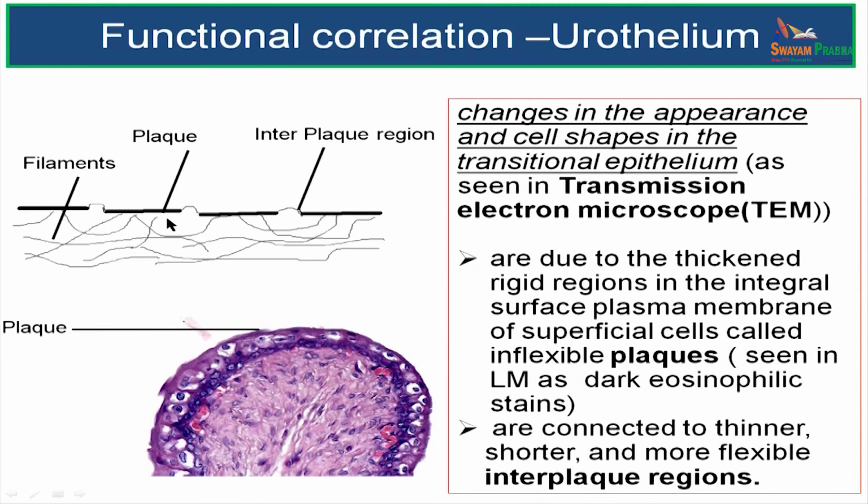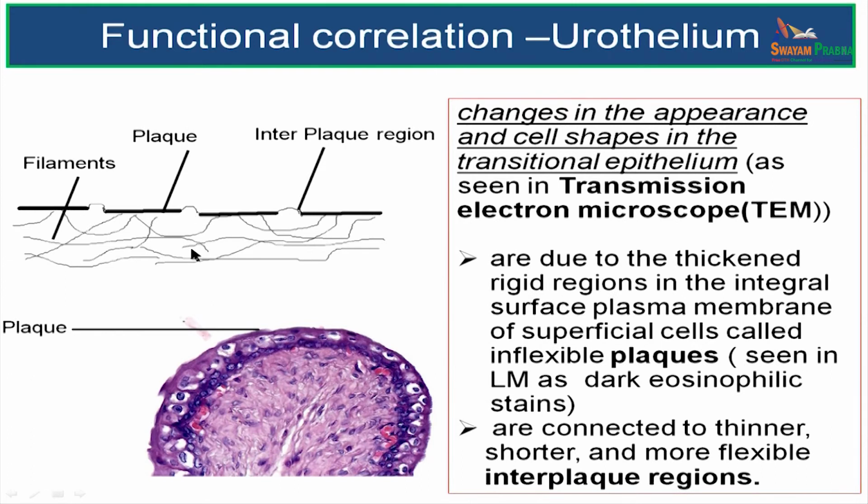So, how do they look under the light microscope? They look like dark eosinophilic stains. Can you see this? These dark eosinophilic stains are nothing but the plaques. So, plaques are nothing but the thickened regions in the surface plasma membrane of the superficial cells. They are connected to thinner, shorter regions which are more flexible. They are called interplaque regions.